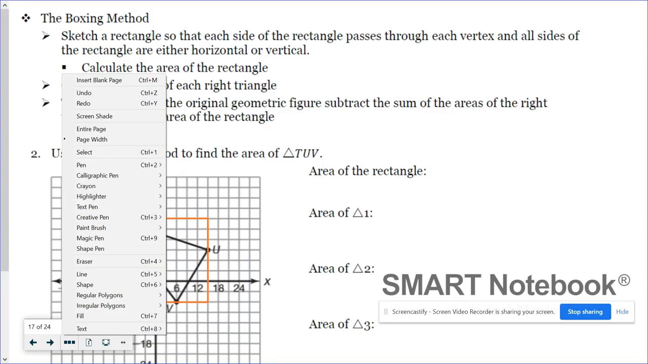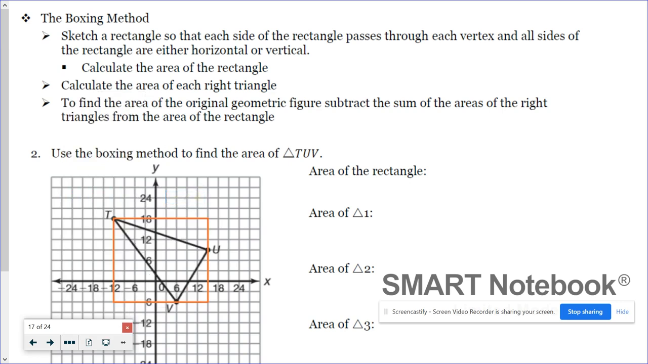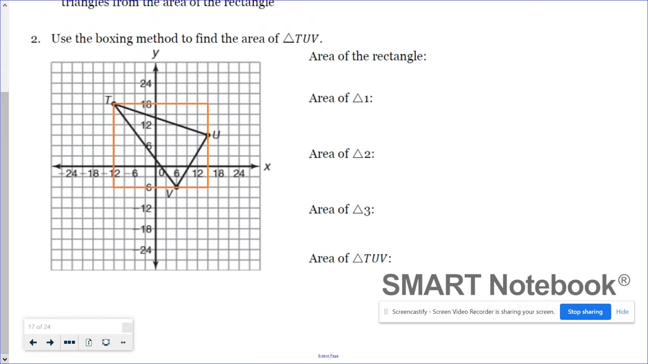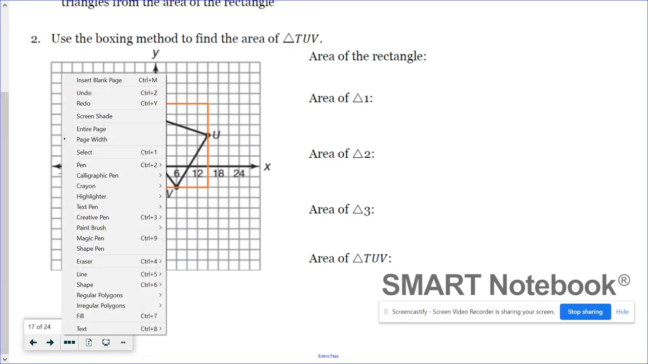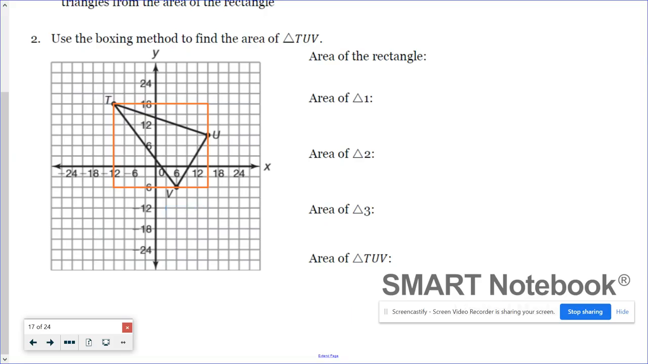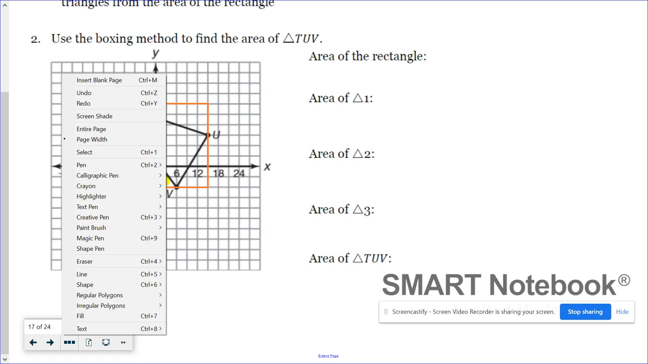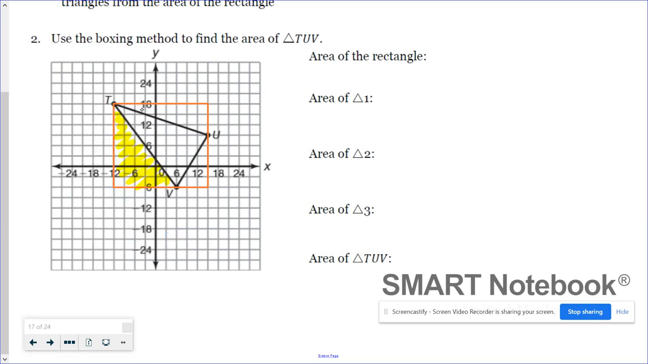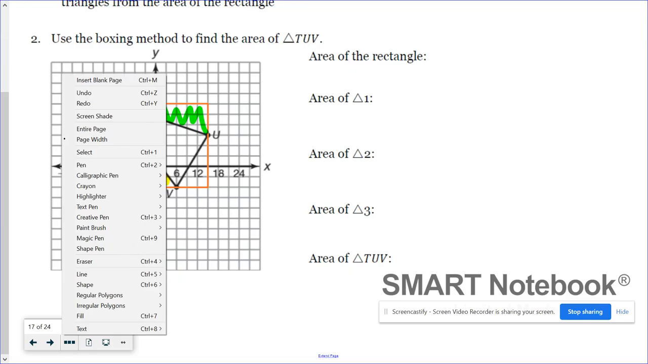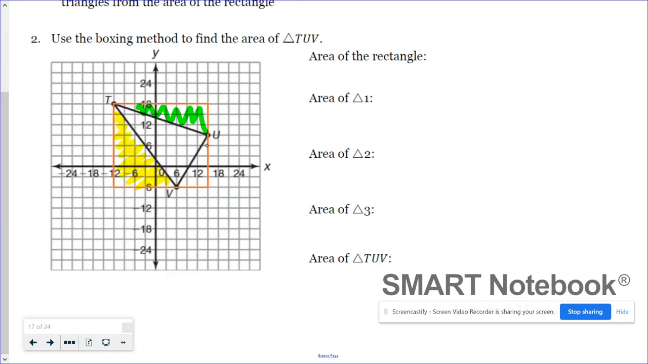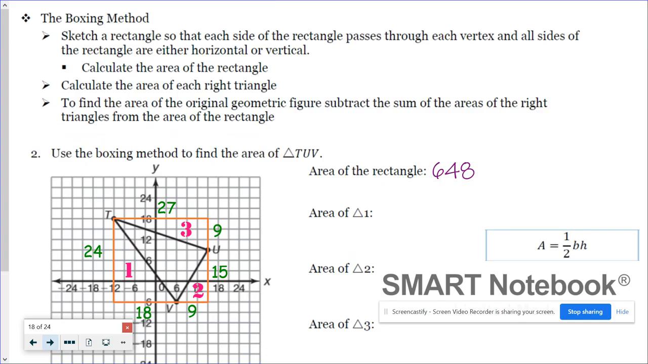So after you find the area of your rectangle, the next thing that you should realize is that there are all these different right triangles. So let me just highlight them for you. All right, so you've got this triangle right here. Okay, and this one. And then, of course, this one. And they're right triangles. So it's going to be really easy for us to find the area of each of those right triangles, because the area of a triangle is half the triangle's base times the triangle's height.